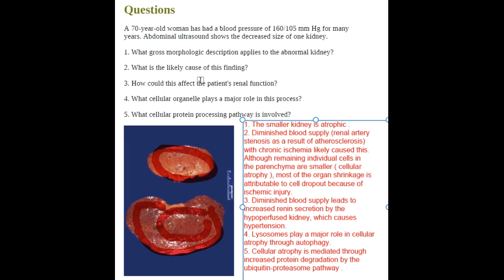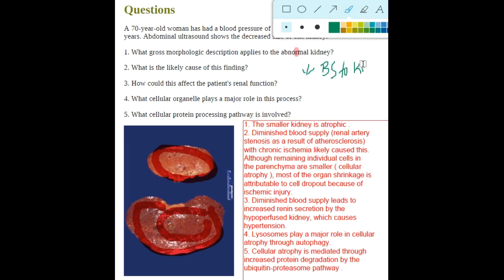Okay, if you see the patient's renal function, first and foremost there is decrease in blood supply to the kidney. Because of decrease in blood supply, there will be less blood flowing through the kidney. As a result, the JG cells get activated and they will release renin. This renin will cause hypertension. So this is one thing that happens.